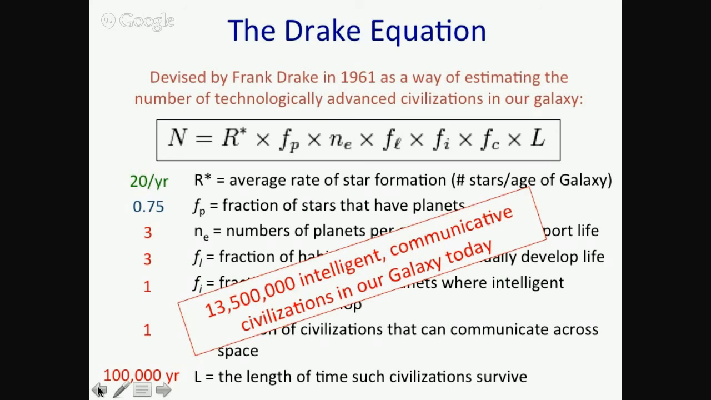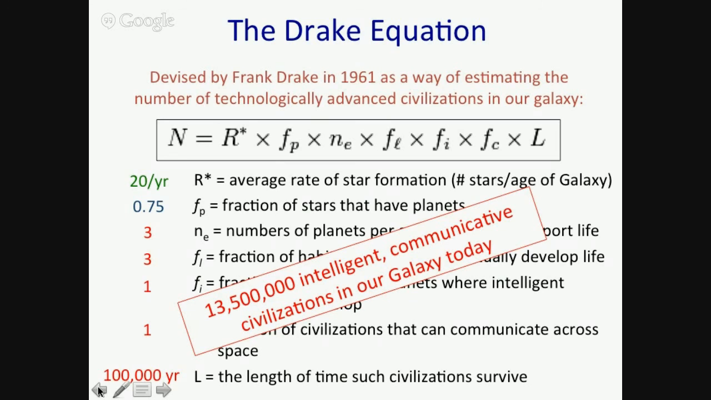You can see the range of these guesses by how uncertain we are about these completely speculative ideas. We could be the only civilization in the entire galaxy today, or we could be one of millions. We simply don't know because we don't know these numbers.